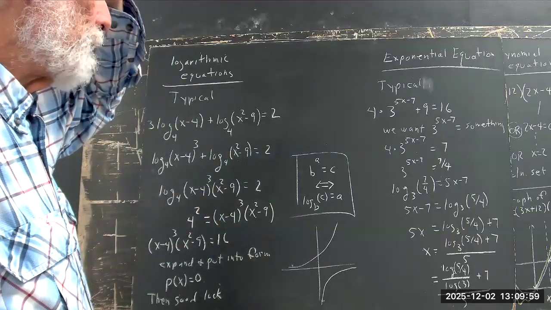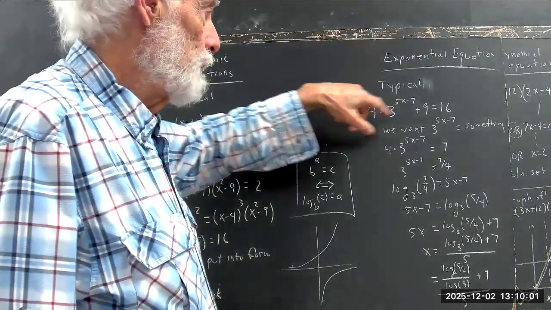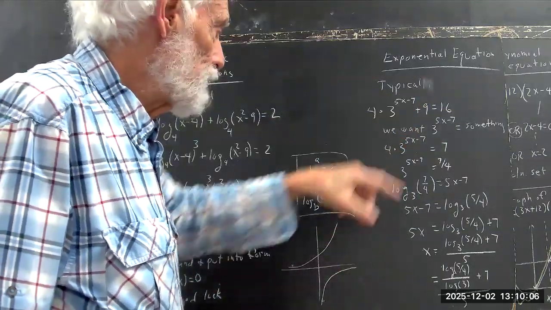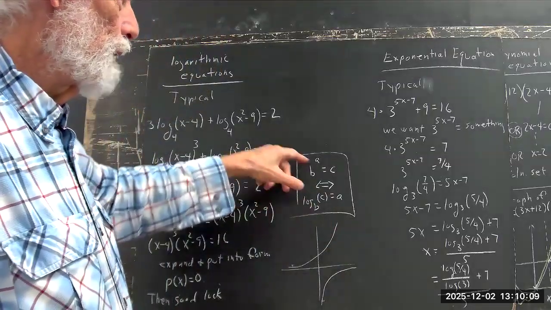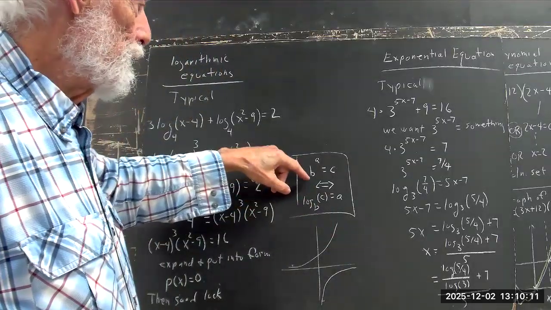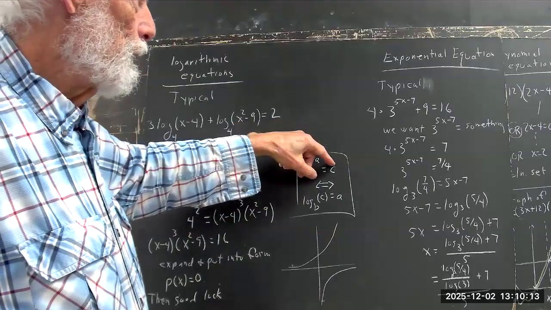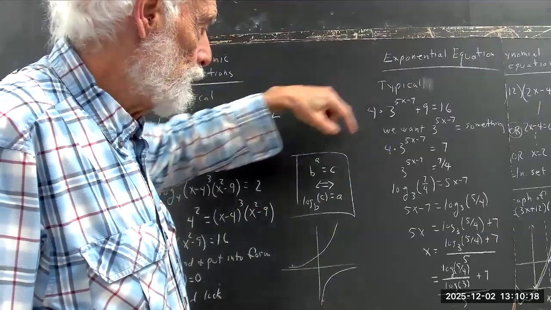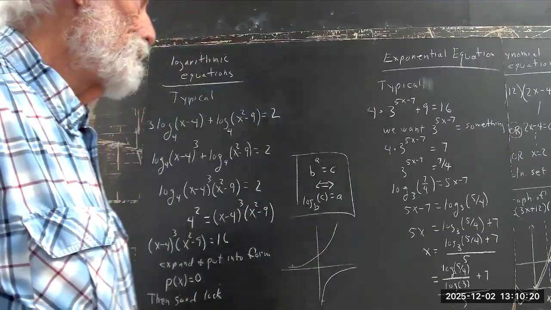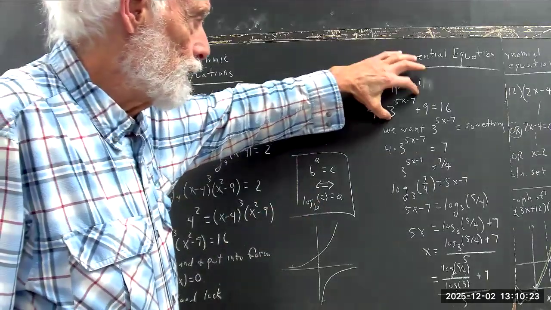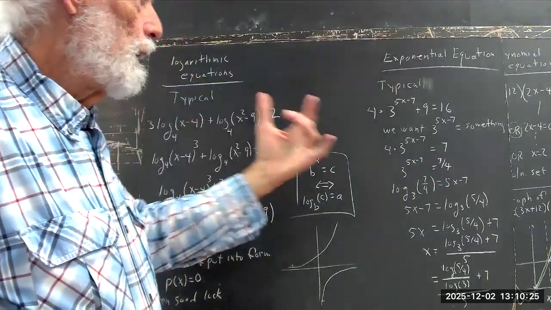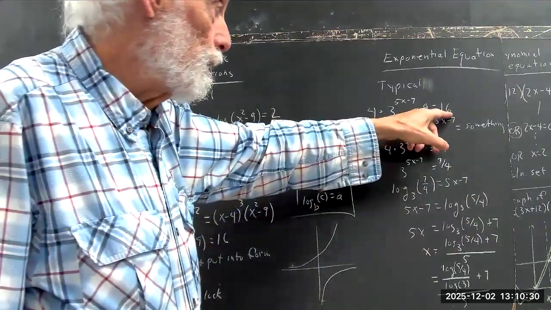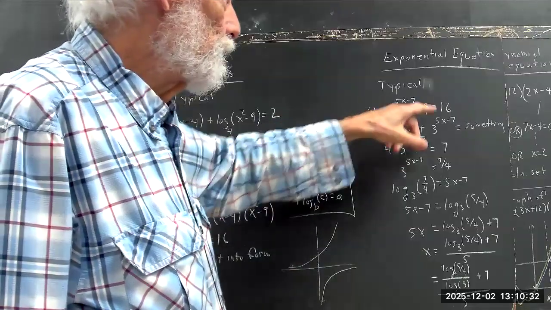Okay. Exponential equation, typical, is like this. What we want is something we can put into this form. We want some number to some power equals c. Since what we're looking for is in the exponent, that's what we do. We try to isolate the 3 to the 5x minus 7 term, set it equal to something, and we easily do that. We subtract 9 from both sides.